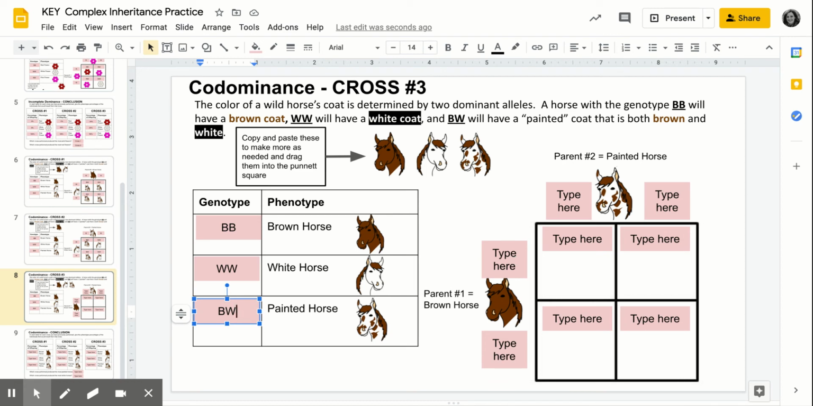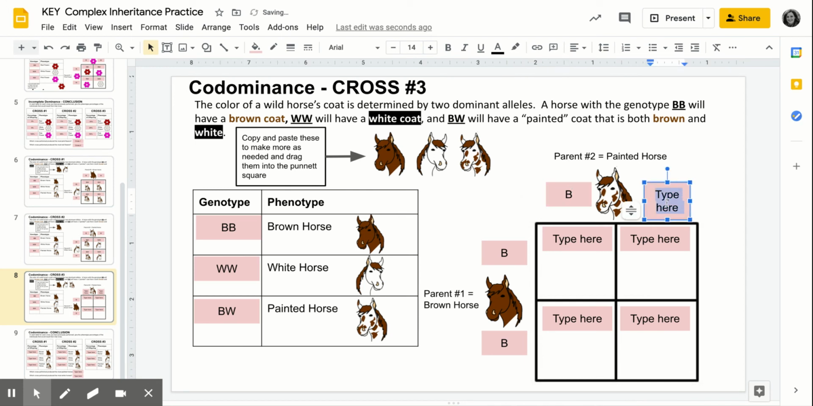So a brown horse's genotype is big B, big B. So we've got to separate those alleles first and foremost. We've got big B, big B, and then a painted horse, which is big B, big W. All right, so this offspring would have big B, big B. This offspring would get one big B allele and one big W allele. This offspring would get two big B alleles, and this offspring would get a big B and a big W.